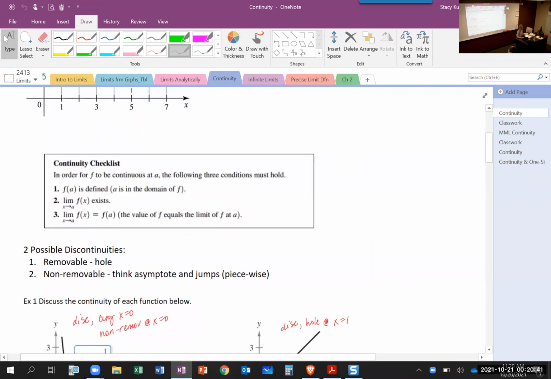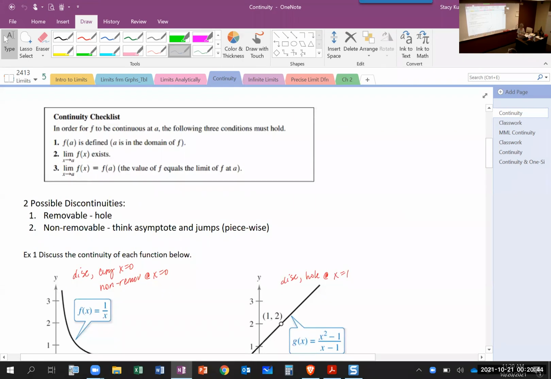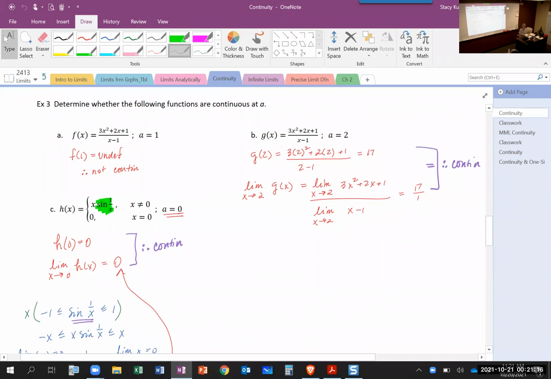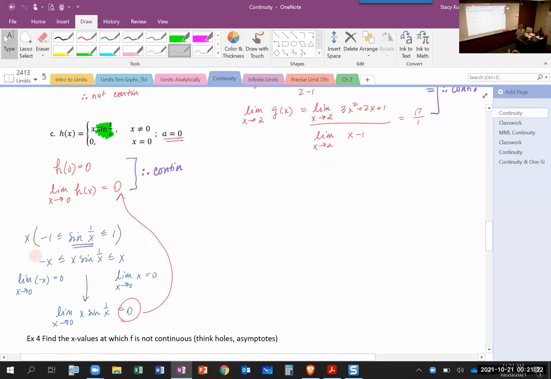If I wanted to check for continuity algebraically, then I have to work on this checklist that I have here, right? So in order for us to have a continuous function, the function must be defined at A, the limit must exist at A, and the function and the limit would have to be the same thing. That was our checklist we were working on. All right, then we talked about finding it algebraically, determining whether it was continuous or not by walking through those checklists.